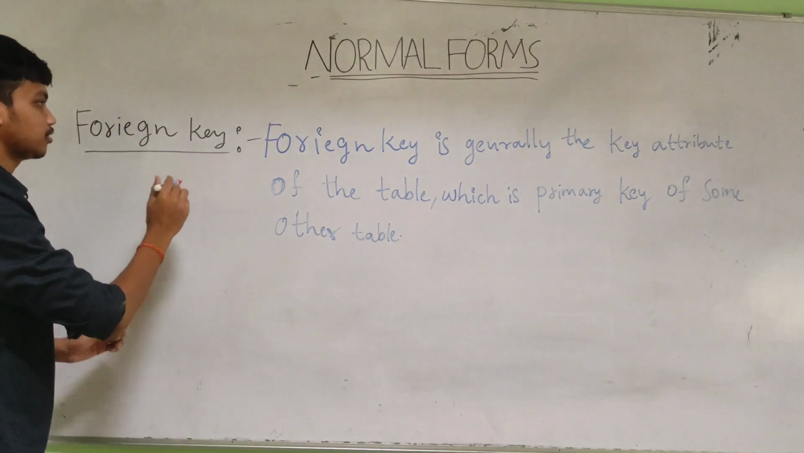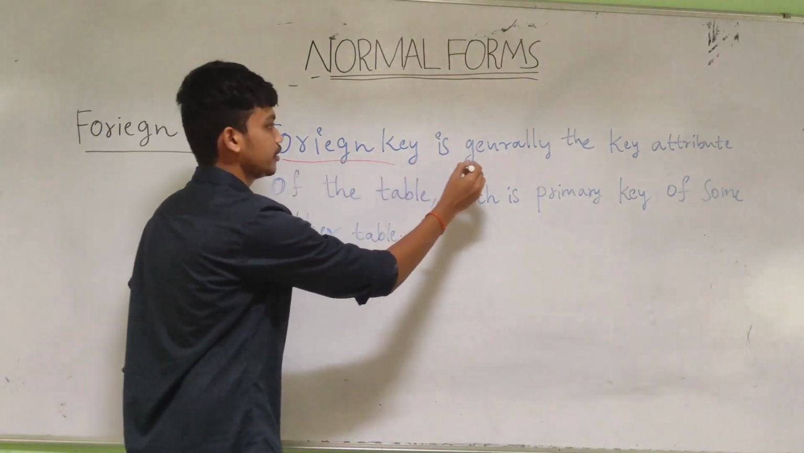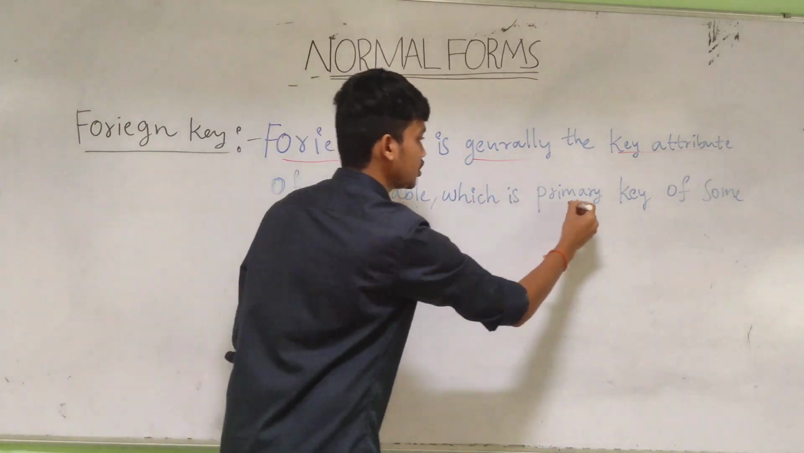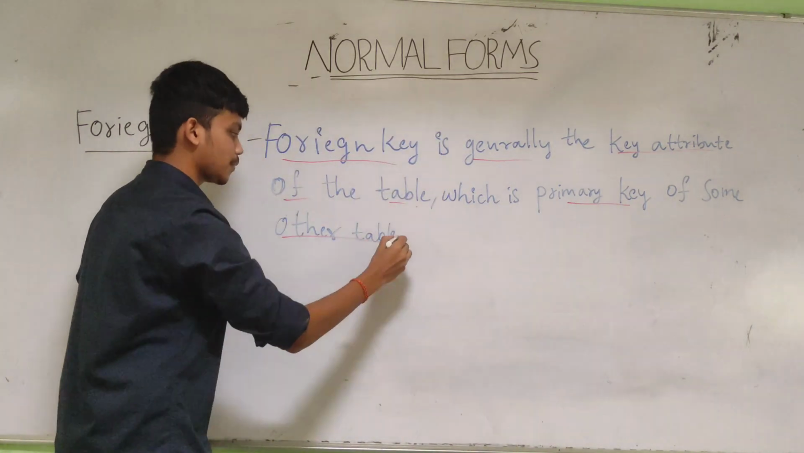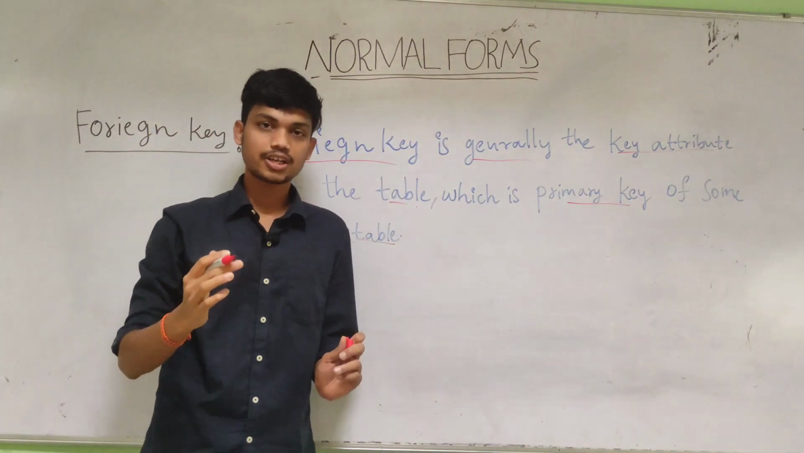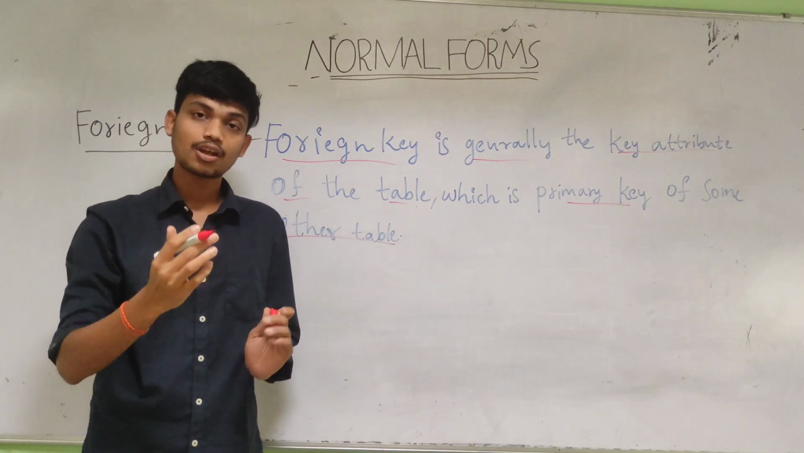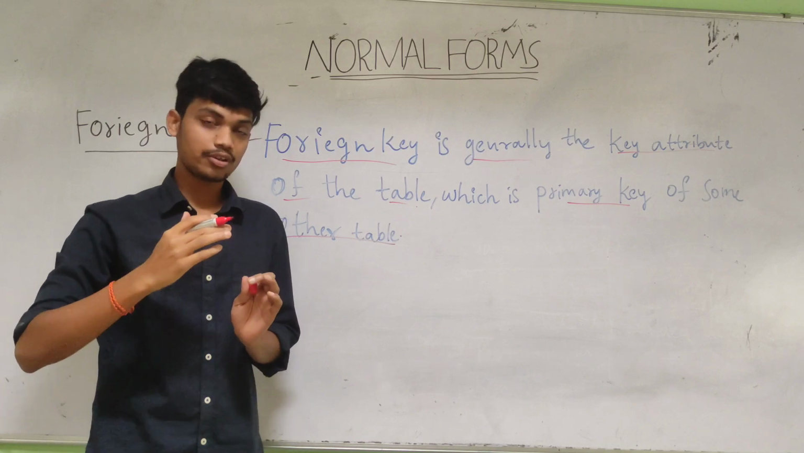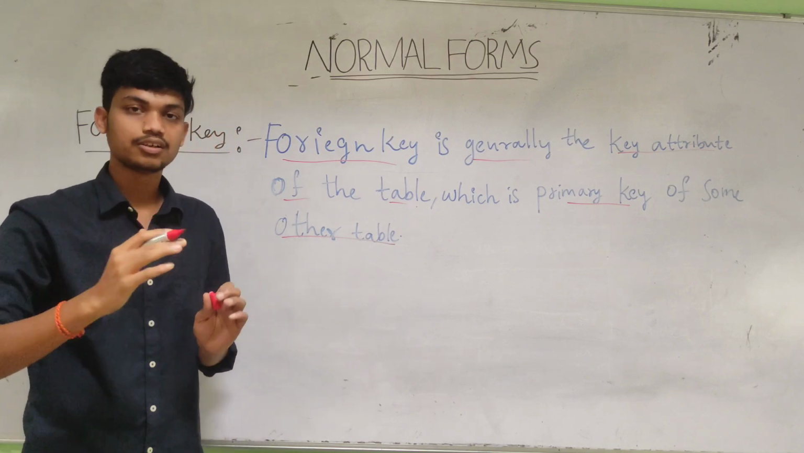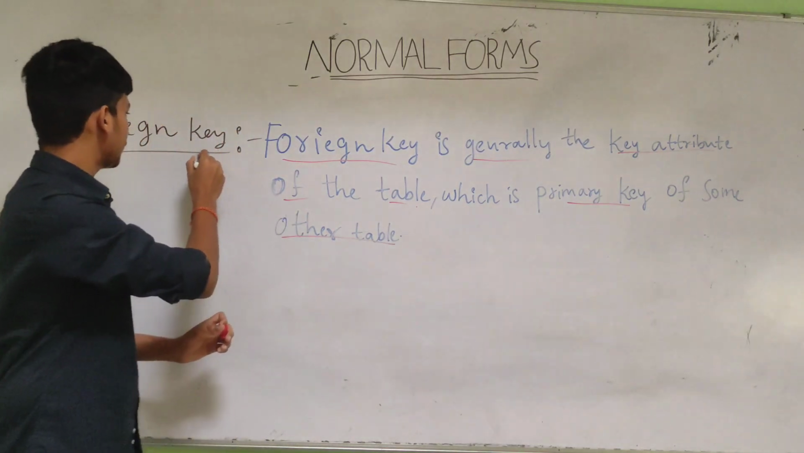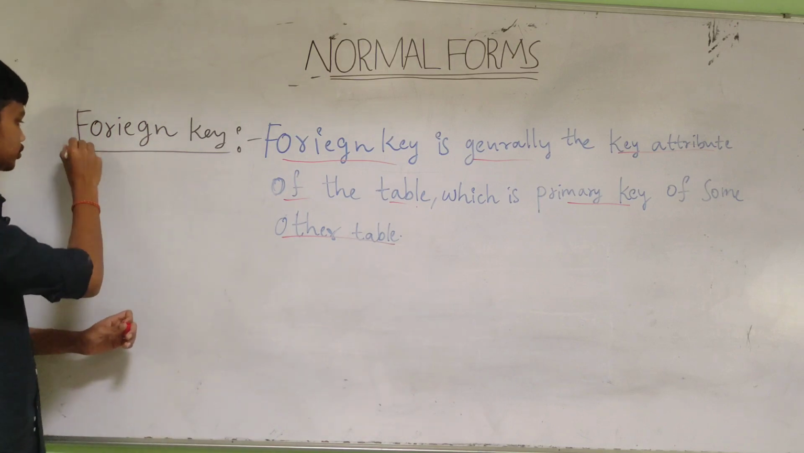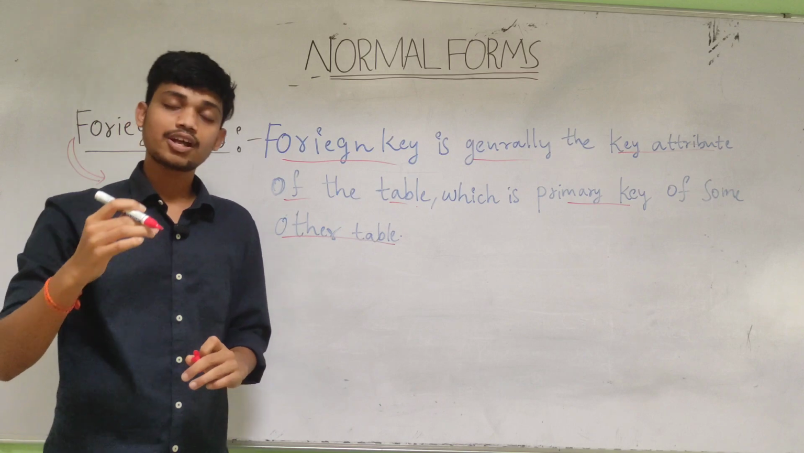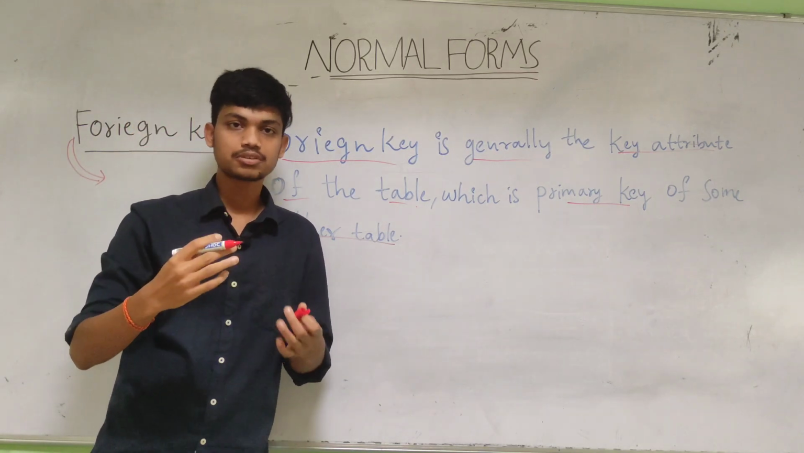Look at this definition. A foreign key is generally a key attribute of a table which is the primary key of some other table. We use the primary key of some other table in our table so we can identify our tuple easily. That key is said to be a foreign key. Just remember this definition for now. We are going to discuss it very deeply when I discuss ER model to RDBMS conversions.